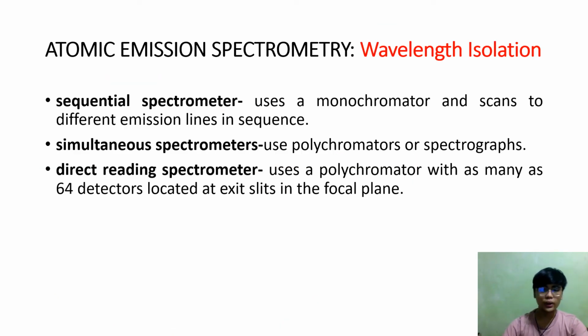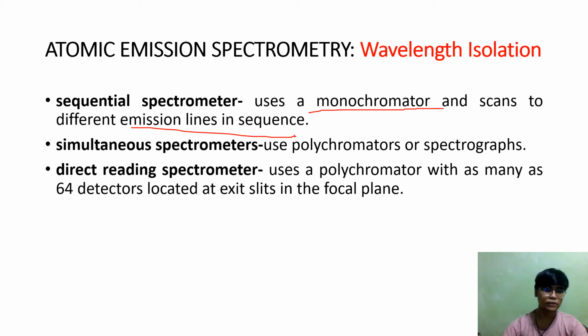For wavelength isolation, emission spectrometry is often used for multi-element determination. There are two types of instruments generally available for this purpose. The sequential spectrometer uses a monochromator and scans the different emission lines in sequence. Usually the wavelengths to be used are set by the user in a computer program, and the monochromator rapidly slews from one wavelength to the next.